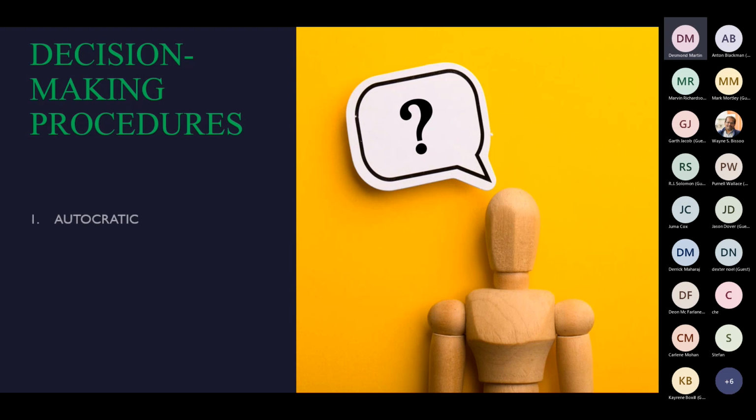autocratic. This is when the positional leader is responsible for making all decisions. Consultation. The positional leader asks other members in the group for their opinions and ideas before making a decision. Joint decision. Leaders and members together have a discussion to talk about the best possible outcome. And delegation. The leader gives an individual or the group the authority and responsibility for making a decision.